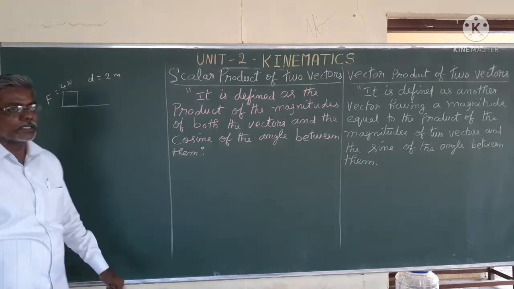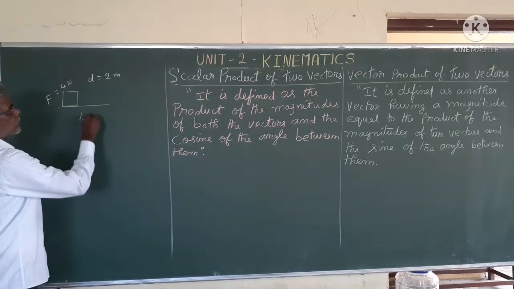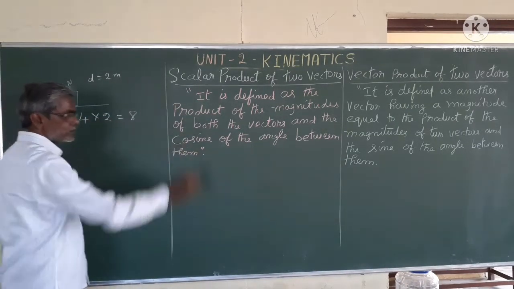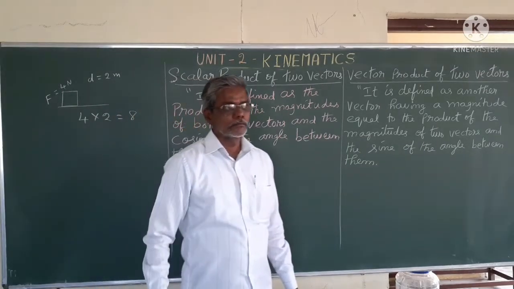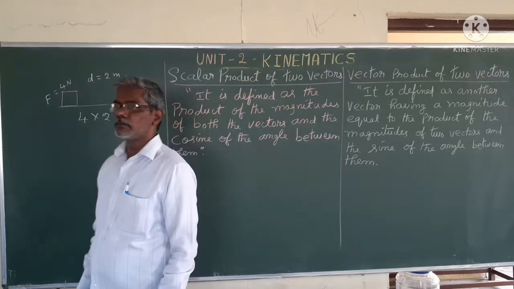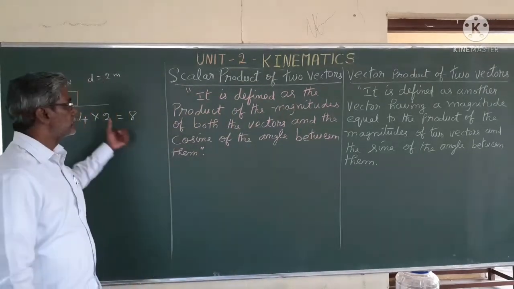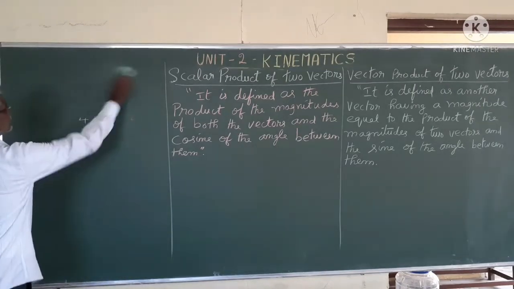In scalar multiplication, what will be the result we can give? Simply we can give 4 into 2 is equal to 8. But in physics, it is quite different. Why? Here direction is included.